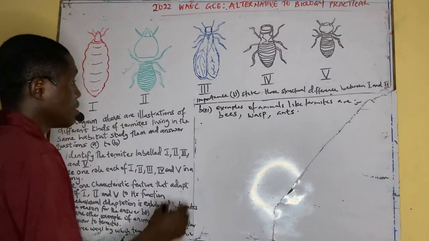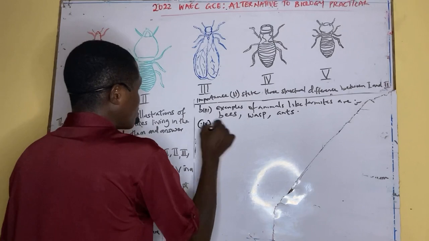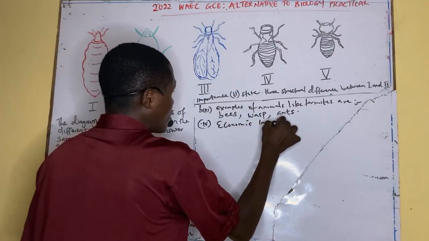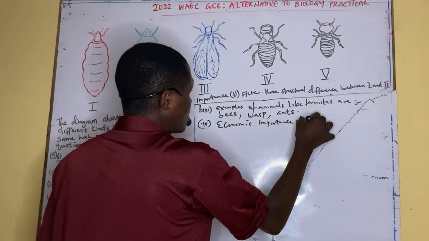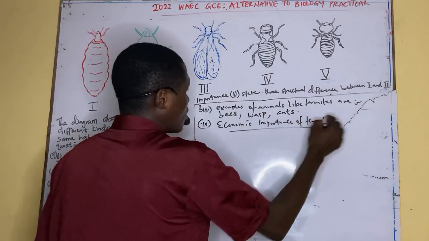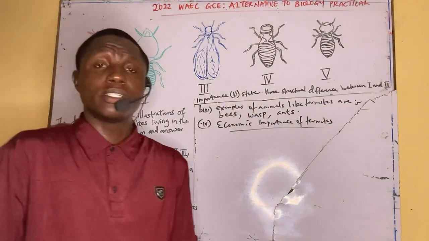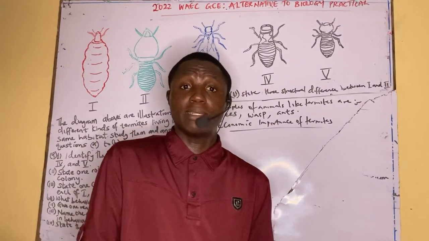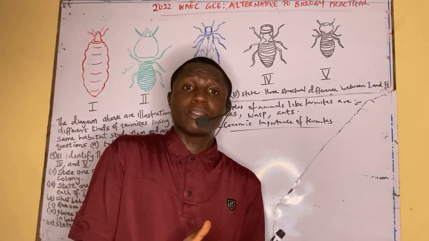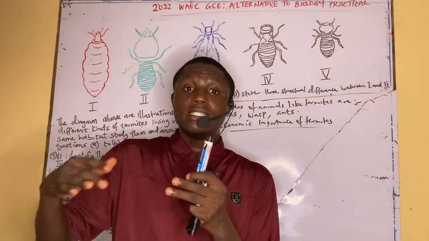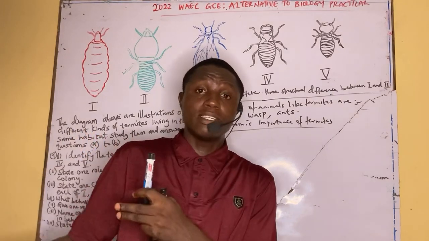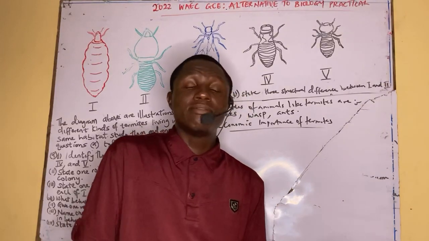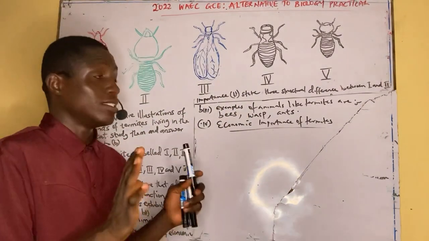The next one: state three ways by which termites are of economic importance. And this is very, very important. We are talking about the economic importance of termites, which has to do with the good aspect and the bad aspect of termites. We are not talking only about what they contribute positively to the environment, but also what they contribute negatively. So I'm talking about the two together.